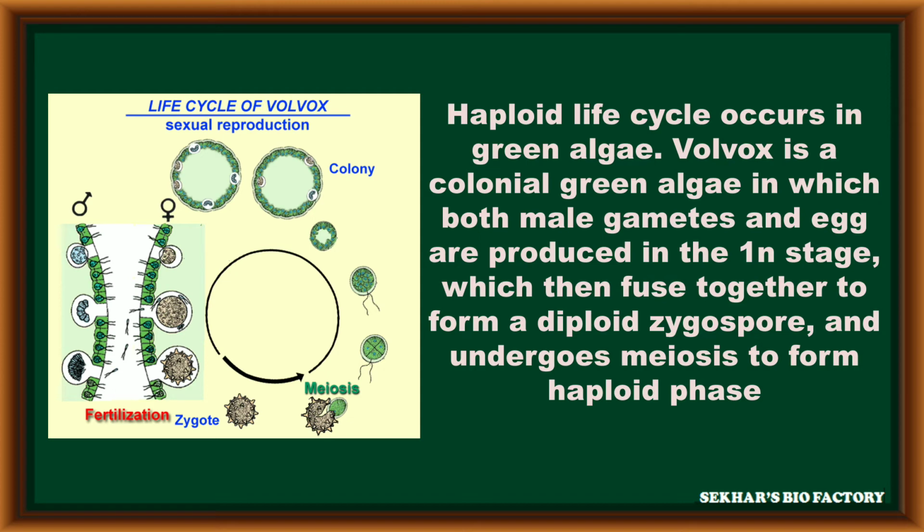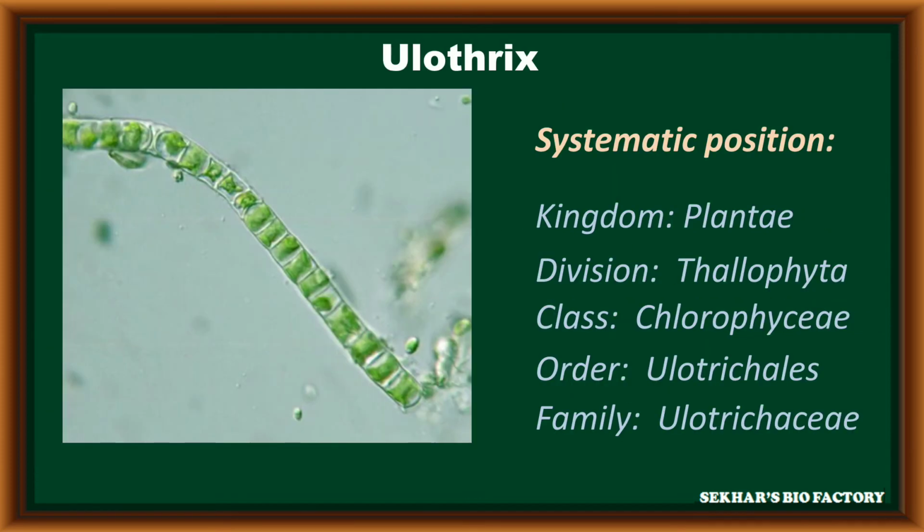In this, both male and female gametes are produced in the haploid stage, and both gametes fuse to form a diploid zygospore. It is only diploid at this stage, but the remaining phases are haploid, so the Volvox life cycle is called the haploid life cycle. The third example is Ulothrix.